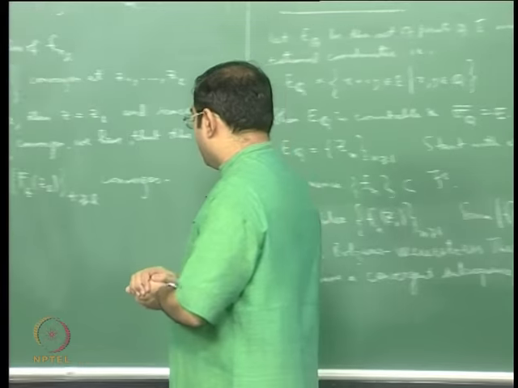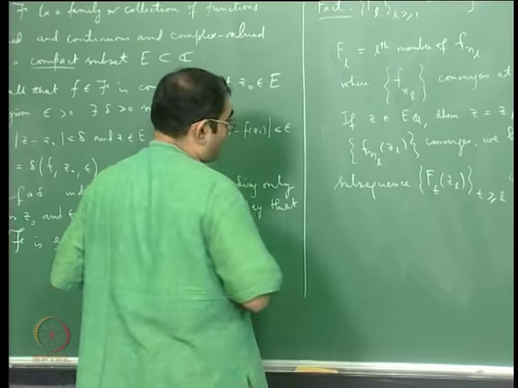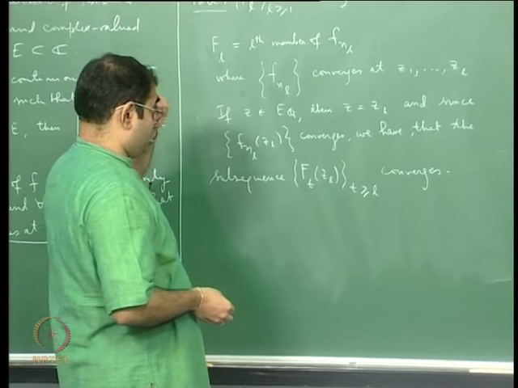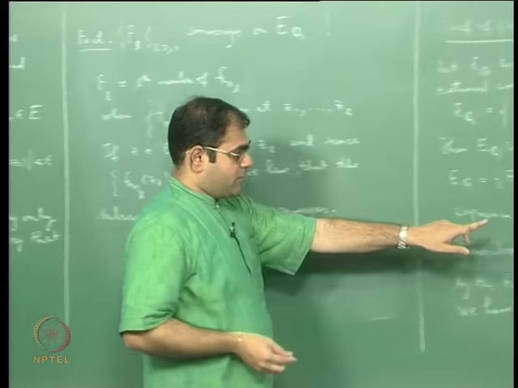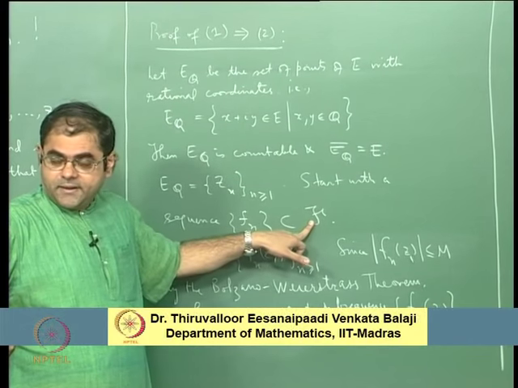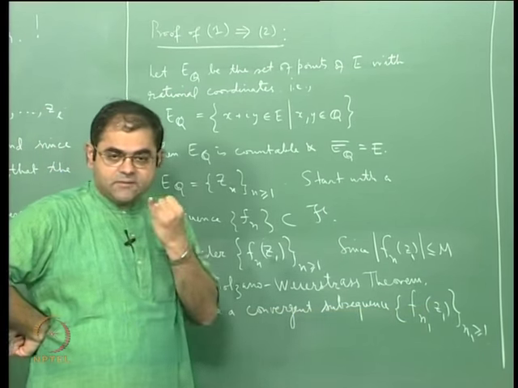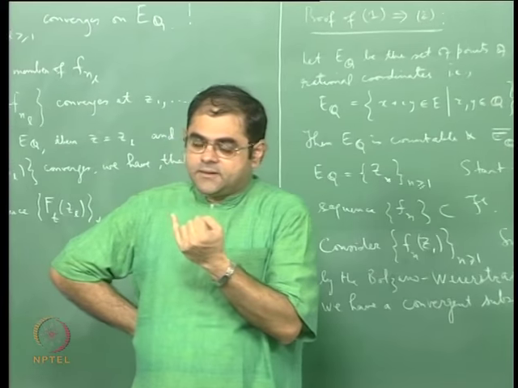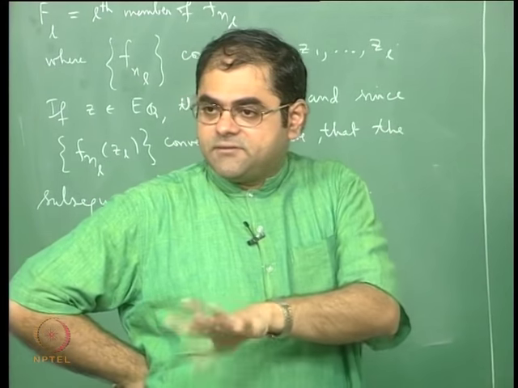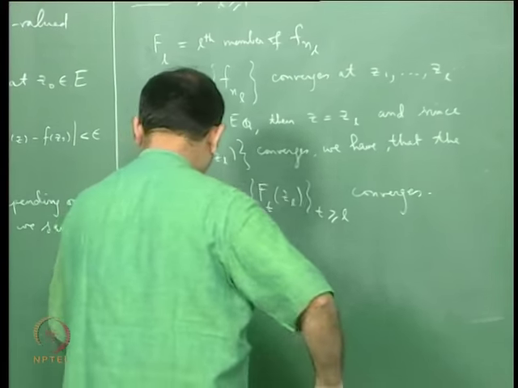Now, see, so far I've just used the fact that the family is uniformly bounded, and I've not used anything else. Whereas I still have to use the equicontinuity of the family, and I'll have to use the fact that everything is happening on the set E which is compact. I've never used the compactness of E, right? We're going to use that. So how do we proceed?